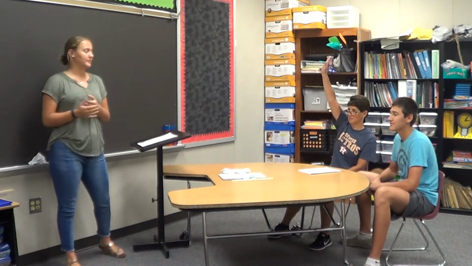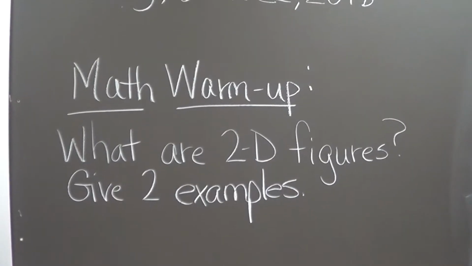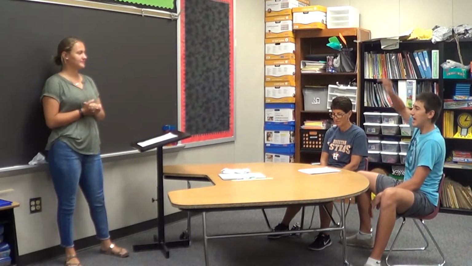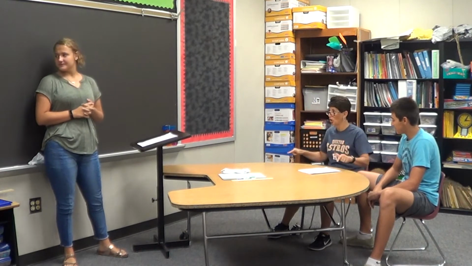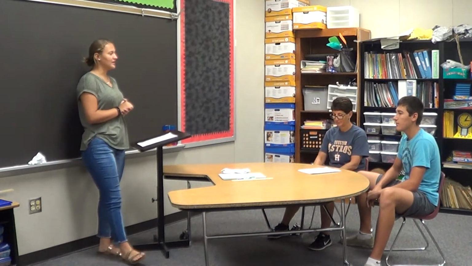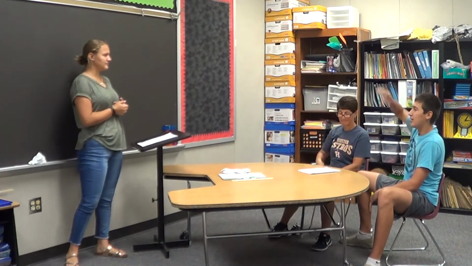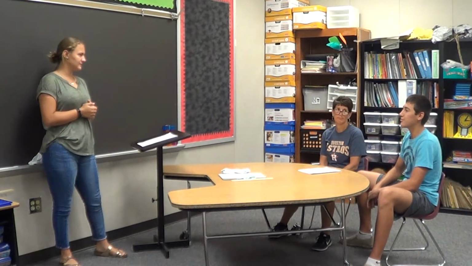So to get things started today, can somebody read me the warm-up on the board? Sally? What are 2D figures and give 2 examples? All right, who can answer that? Billy? A 2D shape is flat. Okay, can somebody go a little bit more into detail? It's a polygon with straight sides and it has to be closed. Yes, that's very good. So what are 2 examples now? Billy? A square and a triangle. Yes, that is correct. Great job.